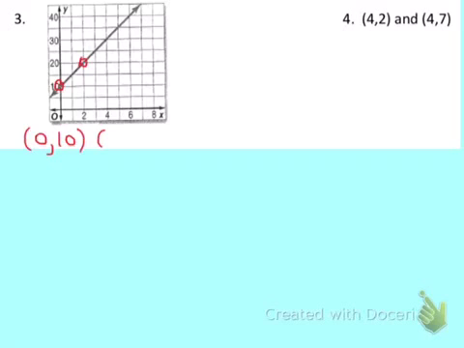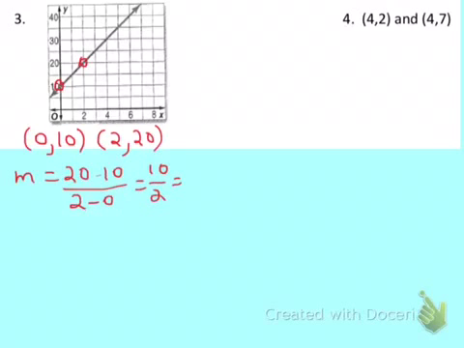Number 3 is a graph. It does not give us any points, so I chose the points 0, 10, and 2, 20. You're free to choose any 2 points on the line. Again, the slope of a linear equation is constant, so any 2 points will give you the same slope.